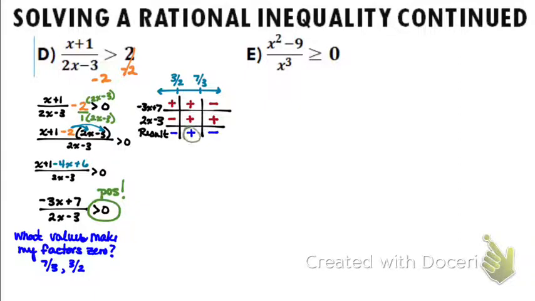There's only one interval that satisfies that. Parentheses or brackets? Parentheses. Why parentheses? There's no "or equal to," so I can't have any included values. So 3 over 2, comma, 7 over 3.